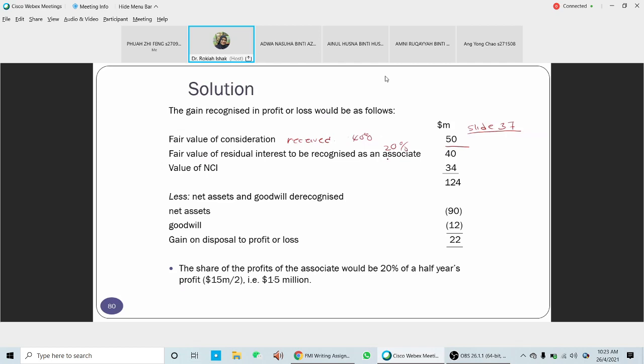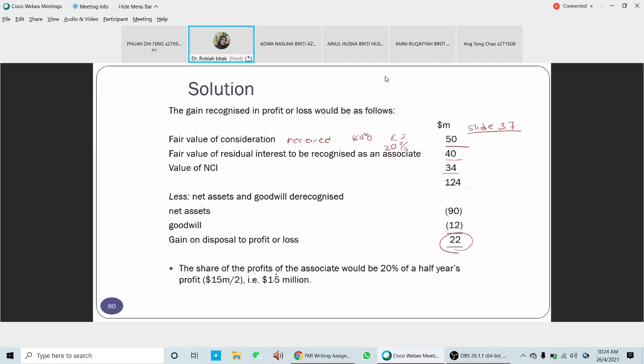Fair value of remaining stake, you have 40 million given. The value of the NCI here is 34. So altogether you have 124, minus net assets. Net assets including the goodwill: net assets 90, goodwill 12. So the gain on disposal here will be 22. This one is going to be recognized in the P&L.